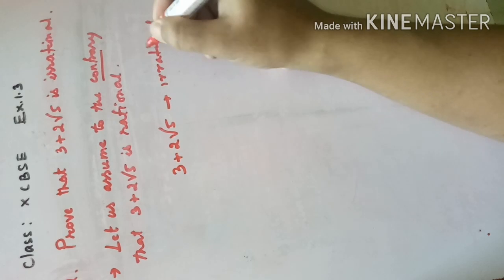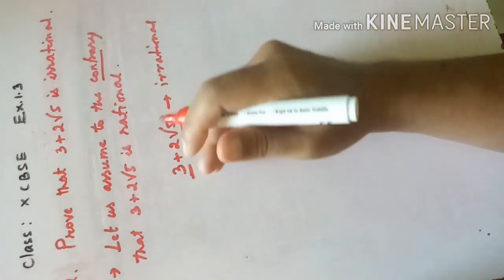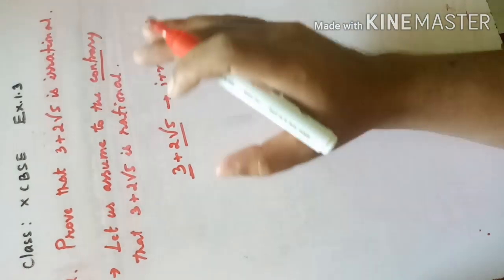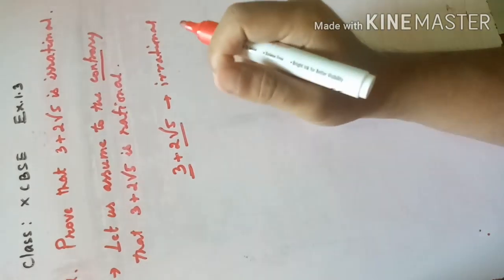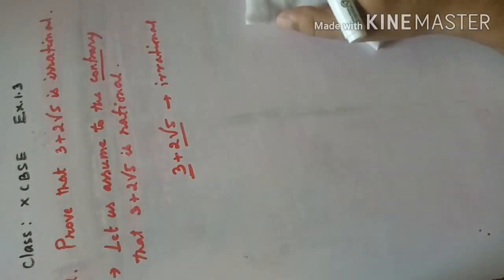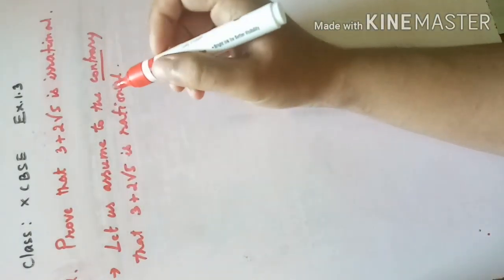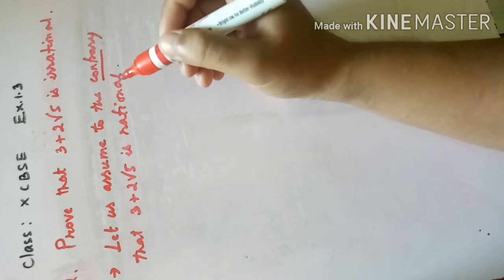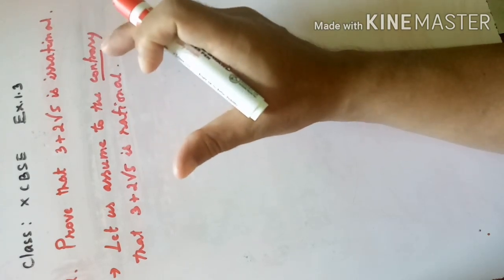So theoretically, 3 is a rational number and 2 root 5 is an irrational number. If we find the sum, it will be an irrational number. This we have learned theoretically, in class 9 as well as in class 10, in the properties of irrational numbers. But how can we prove this mathematically? Here you must know contrary, co-prime, rational number and irrational number clearly first. After that, you can do the sum easily.